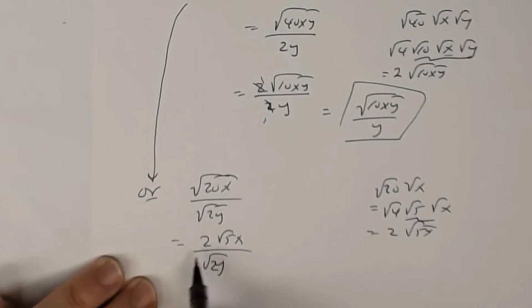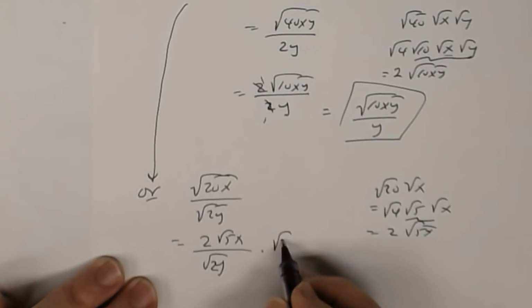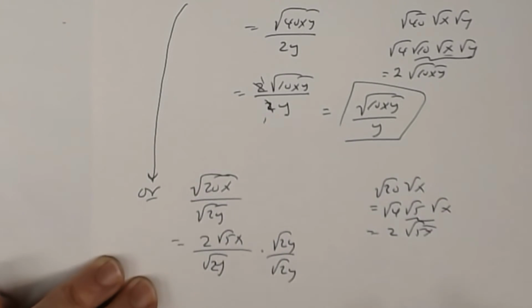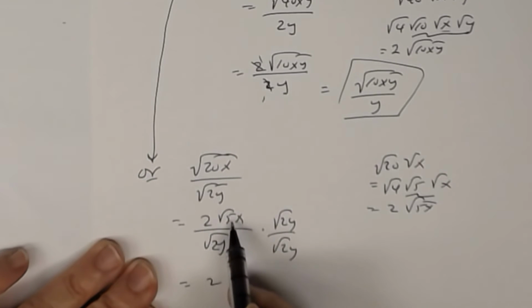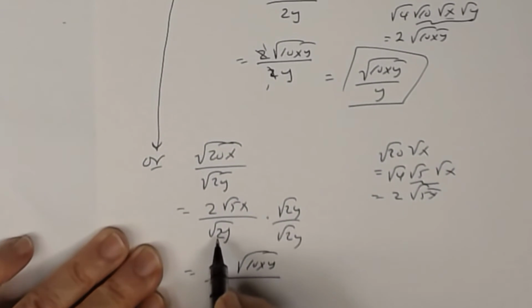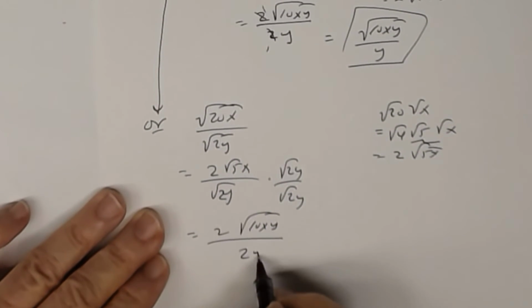And now let's go ahead and rationalize the denominator. So we're going to multiply both numerator and denominator by the square root of 2y. And notice what we get. We get 2. The square root of 5x times the square root of 2y is the square root of 10xy divided by, and then the square root of 2y times the square root of 2y is just 2y.